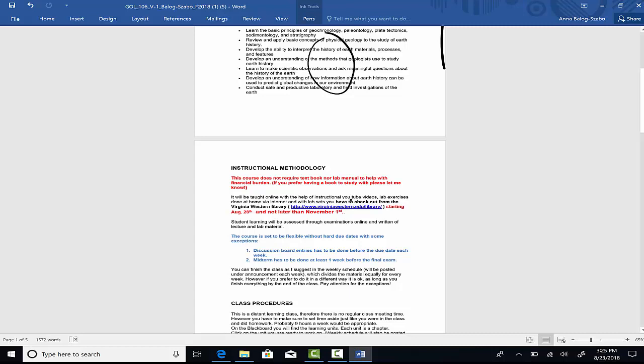We will have YouTube videos and lab exercises done at home. A bunch of them are going to be done on the internet, but others are going to be done by using a lab kit.